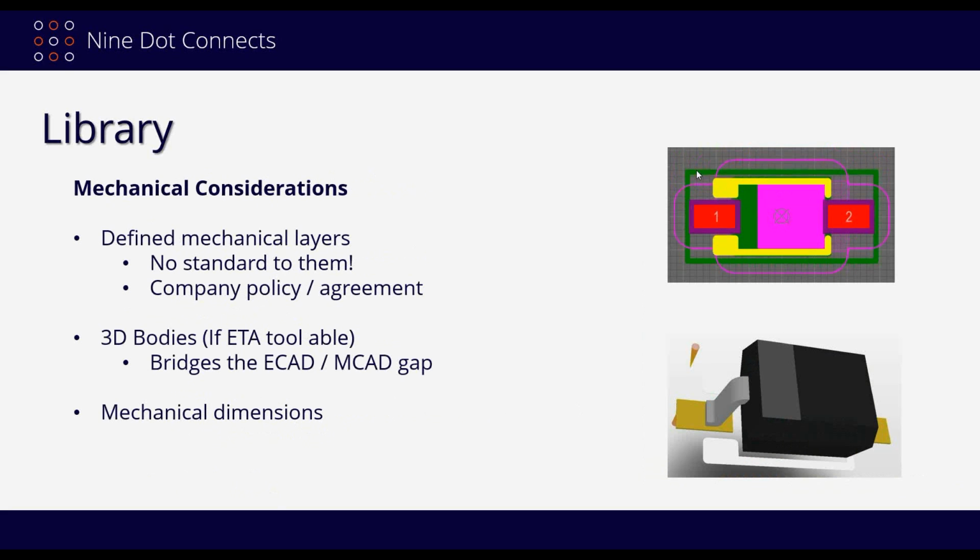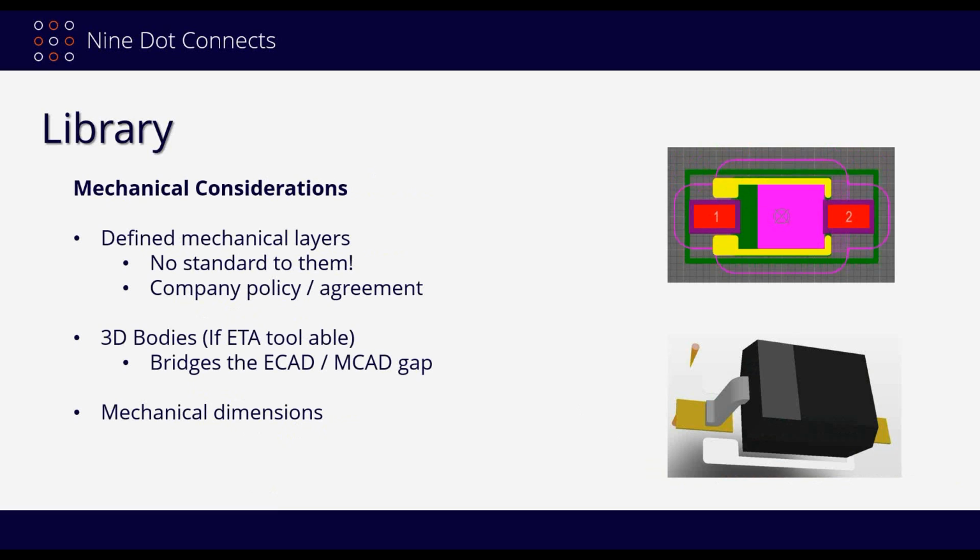Other mechanical considerations, you can define mechanical layers. People asked about that. I'll talk about this more in the next webinar, but there's no standard to them, which makes it kind of frustrating. So it really comes down to company policy and agreement amongst everybody to use the same mechanical layers. And then, of course, 3D bodies. This is really important, too.